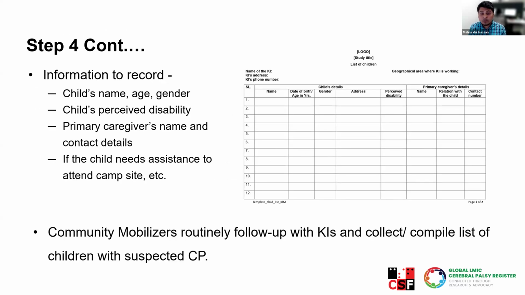The KI should record the child's name, age, gender, perceived disability, primary caregiver names, contact details, and if the child needs any assistance to attend the camp, etc. Community mobilizers should routinely follow up with the KIs to collect and compile the list of suspected children with CP.